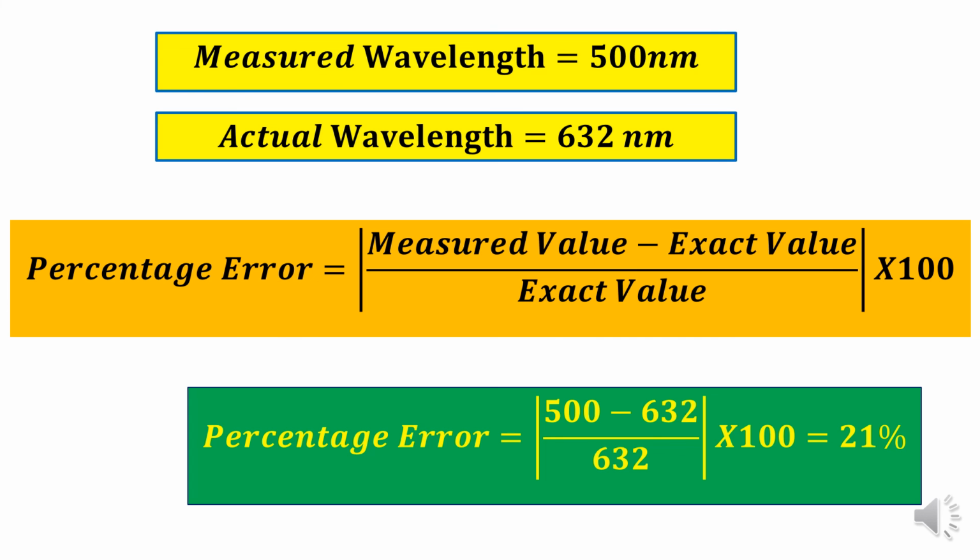But the actual value was 632 nanometer. So the percentage error is measured value minus actual value divided by actual value, taking the modulus so that if a minus sign is there, it can be changed. Multiply by 100: 500 minus 632 divided by 632, multiplied by 100. So the error is 21%, only.